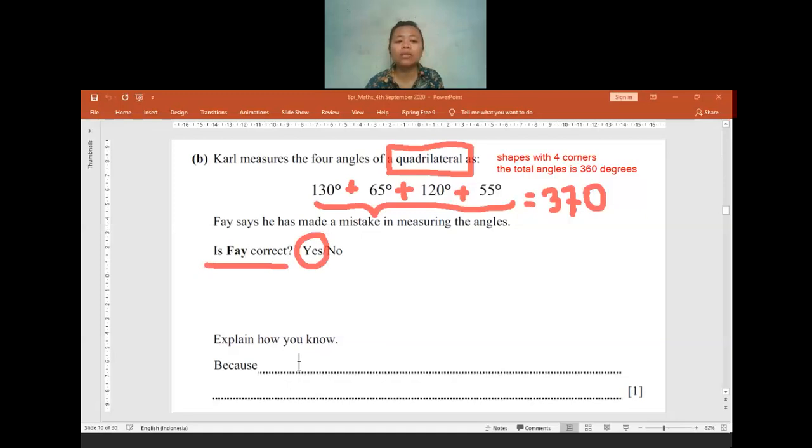Can you tell me the explanation? A quadrilateral is 360 degrees, but this quadrilateral is 370. So it is not a quadrilateral. It is wrong. So he is right. What he measured is equal to 370. It's supposed to be 360 degrees.